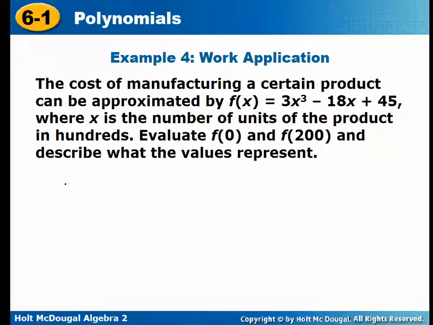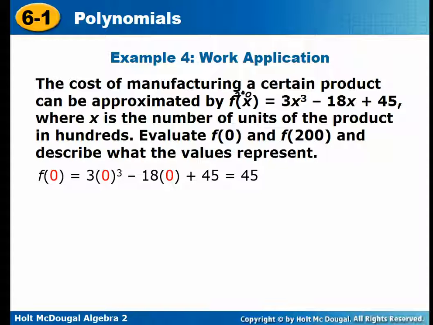So that's pretty basic. You're just going to replace all the x's with 0 and simplify, and then you'll replace all the x's with 200 and simplify, and then explain what your profit would be, or the cost would be. Sorry, it's cost, not profit. So when you plug a 0 in, you just get 45. So at 0 products, when you're not manufacturing anything, it still cost $4,500.